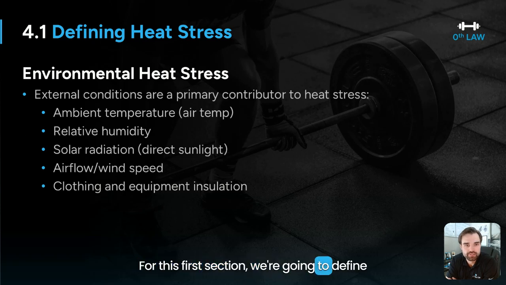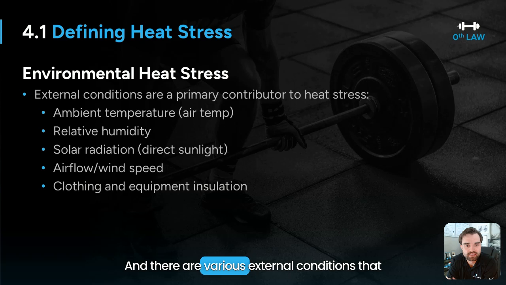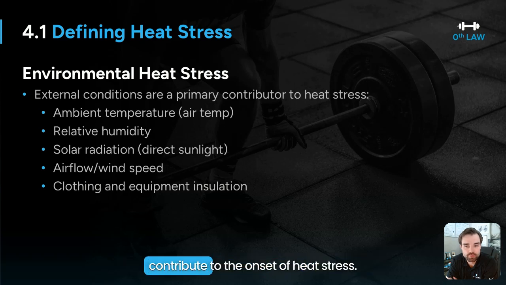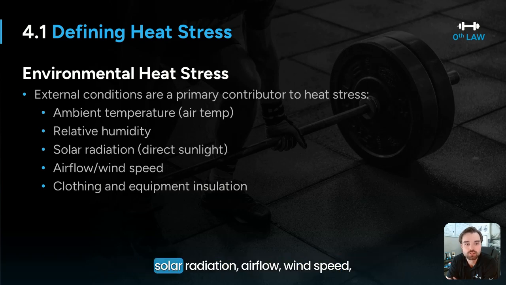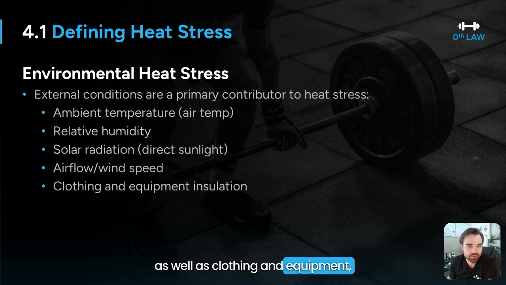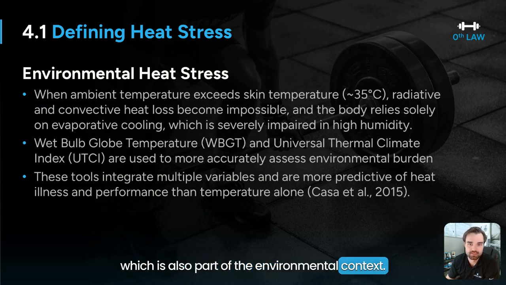For this first section, we're going to define the three different types of heat stress, starting off with environmental heat stress. And there are various external conditions that contribute to the onset of heat stress. These include ambient temperature, relative humidity, solar radiation, airflow, wind speed, as well as clothing and equipment, which is also part of the environmental context.